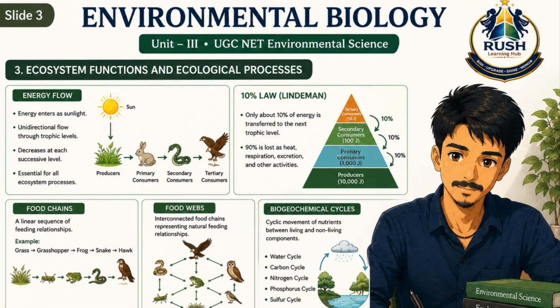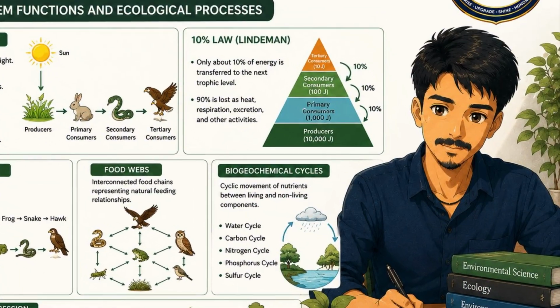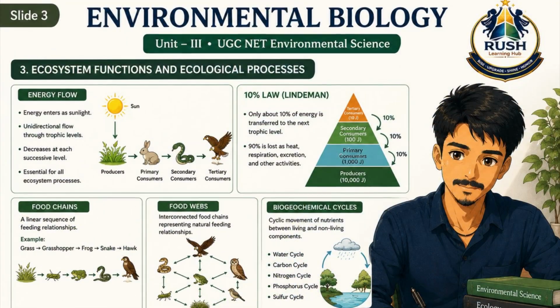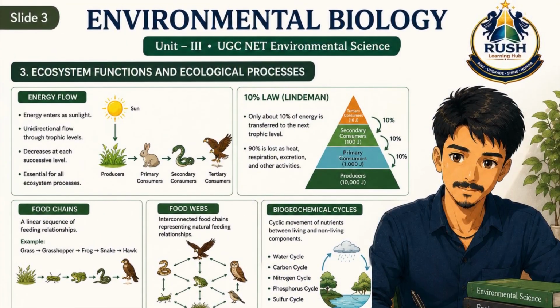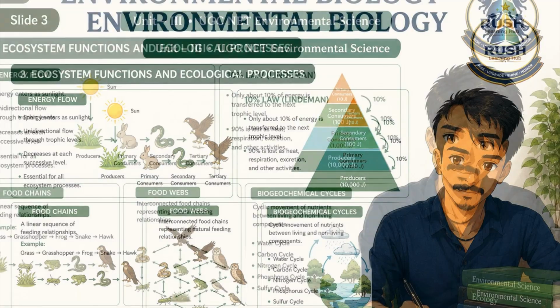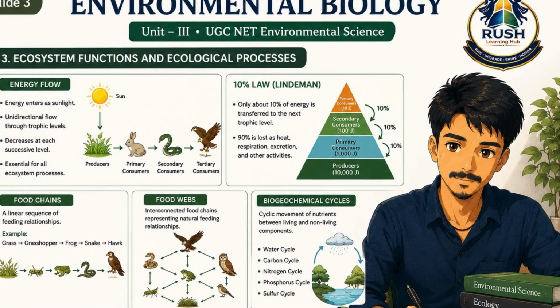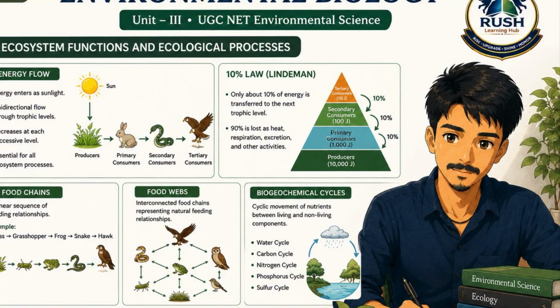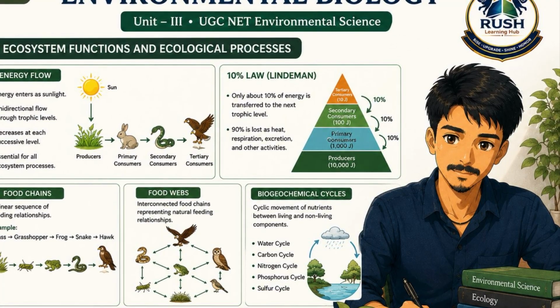Another important process is the biogeochemical cycle, which involves the continuous movement of nutrients between living organisms and the physical environment. Major cycles include the water cycle, carbon cycle, nitrogen cycle, phosphorus cycle, and sulfur cycle.